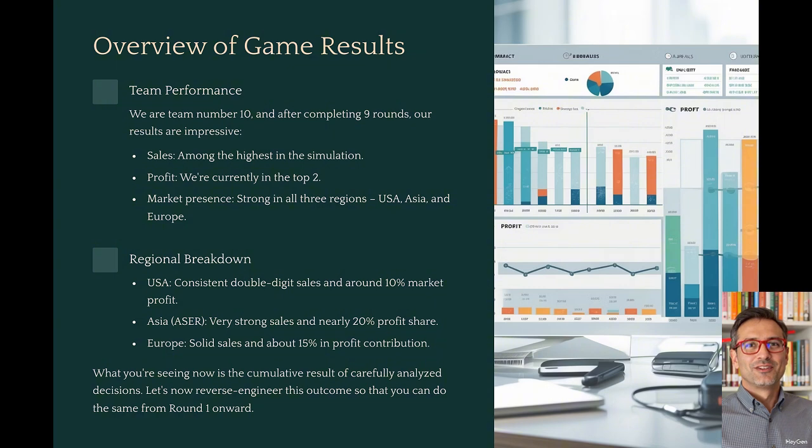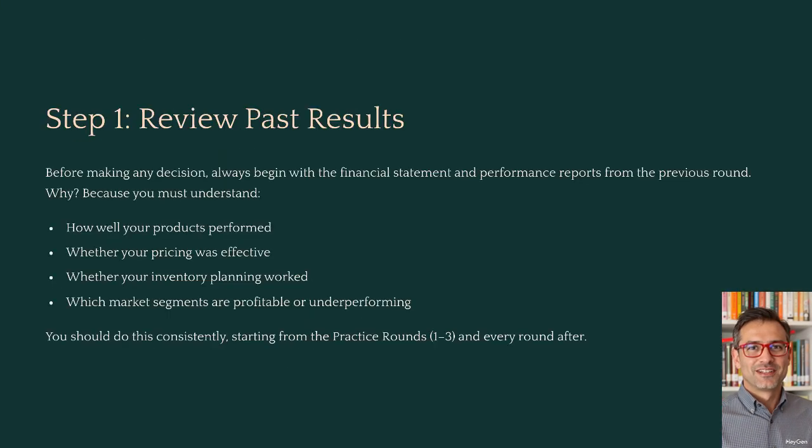Step 1. Review past results before making any decision. Always begin with the financial statement and performance reports from the previous round. Why? Because you must understand how well your products performed, whether your pricing was effective, whether your inventory planning worked, which market segments are profitable or underperforming. You should do this consistently, starting from the practice rounds, 1 to 3, and every round after.